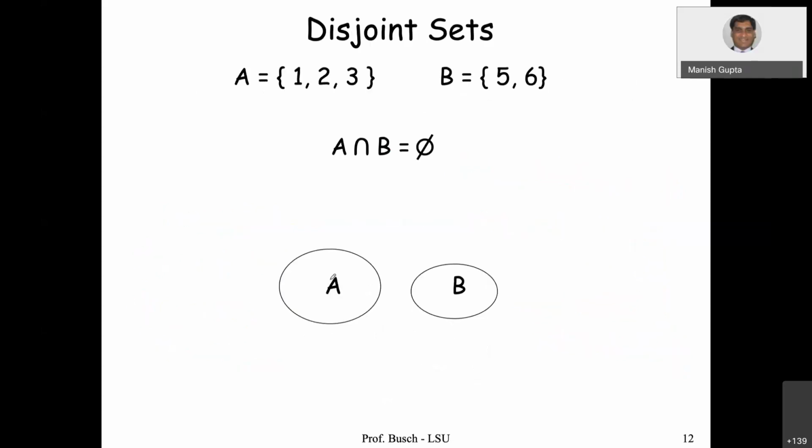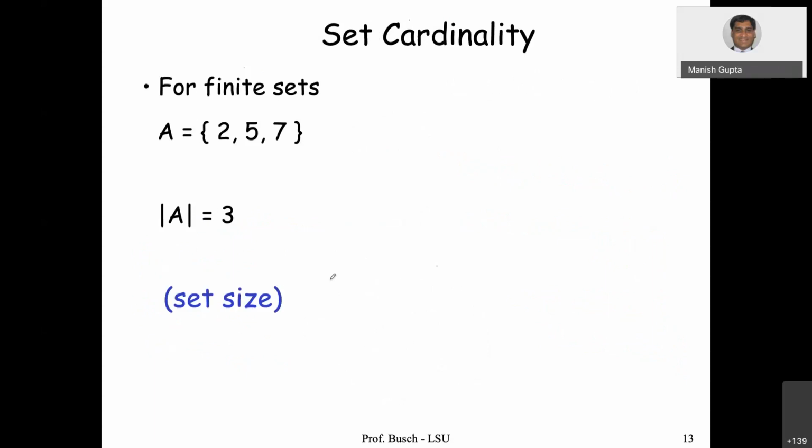Then we talk about disjoint sets. If there are two sets A and B, they are disjoint if nothing is common, right? Set cardinality means the number of elements in the set. Here it is 3, right? A is equal to {2, 5, 7} for finite sets.